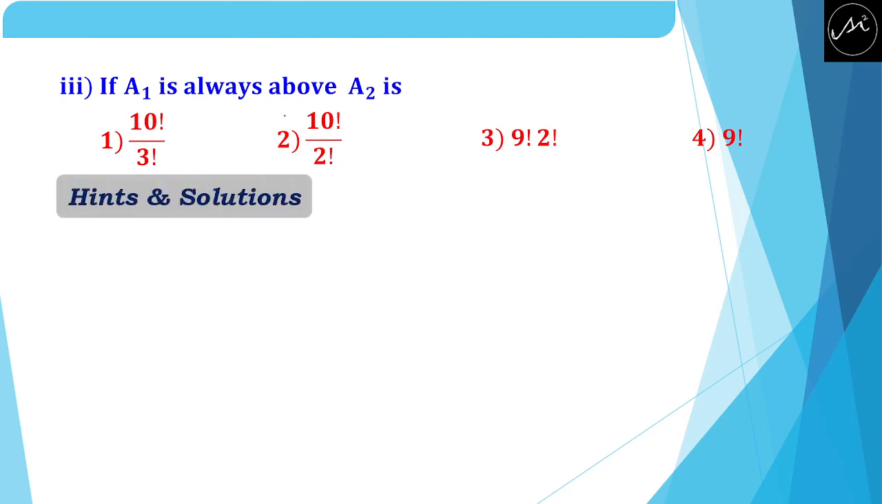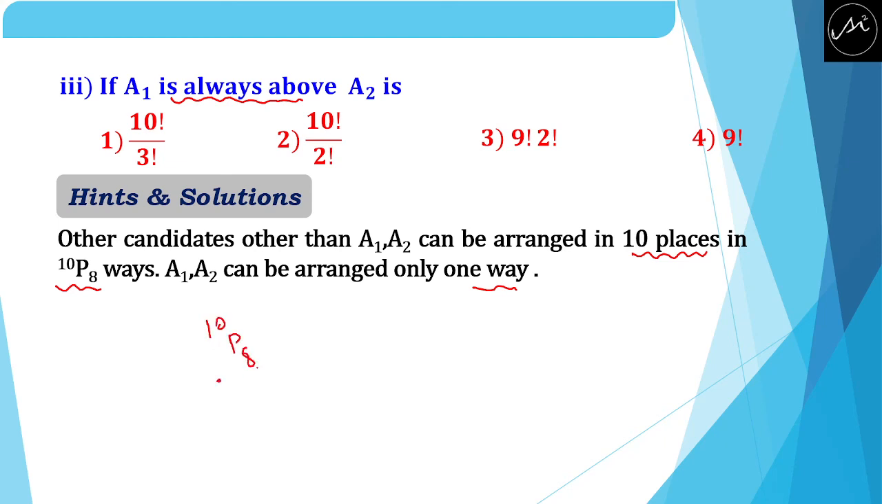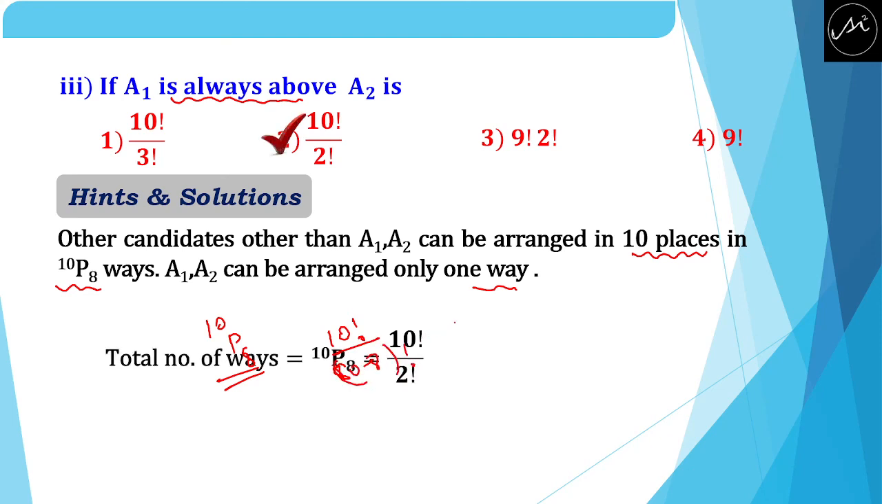So in this particular case, please remember always above means other candidates, other than A1 and A2, can be arranged in 10 places. So 10P8 ways. A1 and A2 can be arranged in only one way. Therefore 10P8 will be the right answer. So 10 factorial over 10 minus 8 factorial, that will be 10 factorial divided by 2 factorial. 10 factorial divided by 2 factorial will be the right answer for the given question.